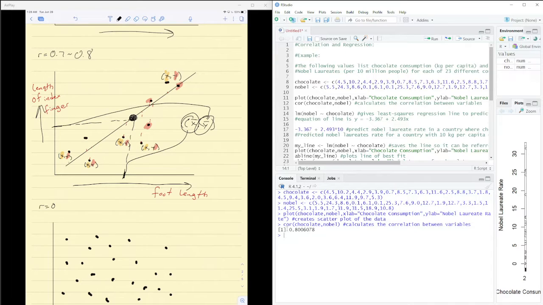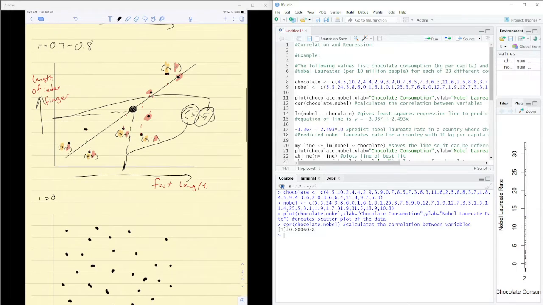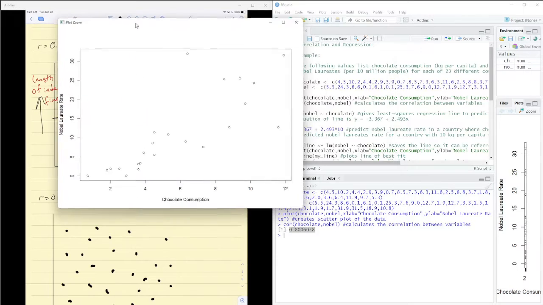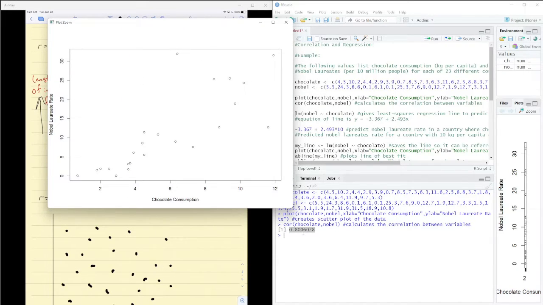And this has a correlation of 0.8. 80% correlation, which is pretty good. So it checks out, right? We said generally it looks like as chocolate consumption goes up, Nobel laureate rate goes up. So we got a positive correlation, right? Positive means that as one variable goes up, the other goes up also. So it makes sense, the positive value.